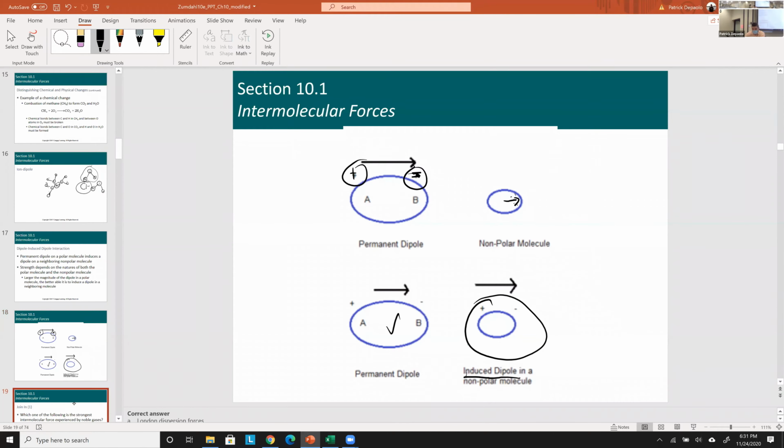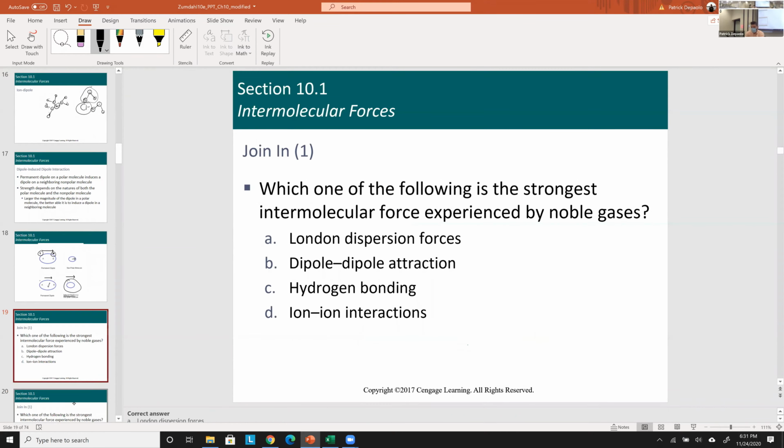All right. So let's do some questions. Which of the following is the strongest intermolecular force experienced by noble gases? What do you guys think? Noble gases, that's a key word. Ding, ding, ding, we have an answer. A, yes, LDFs, London dispersion forces, right. Because that's the only intermolecular force that is going to be experienced by noble gases, because they're inert, they don't want to react with anything. They'll have this transient induced dipole.